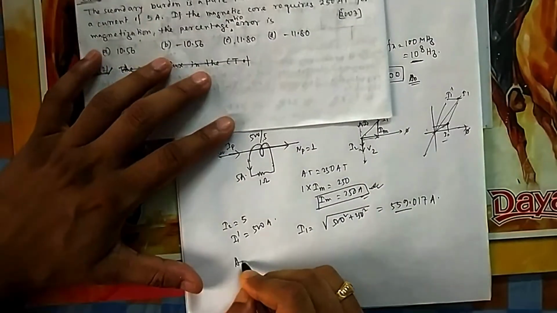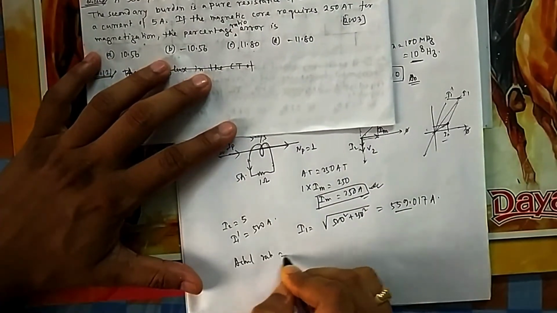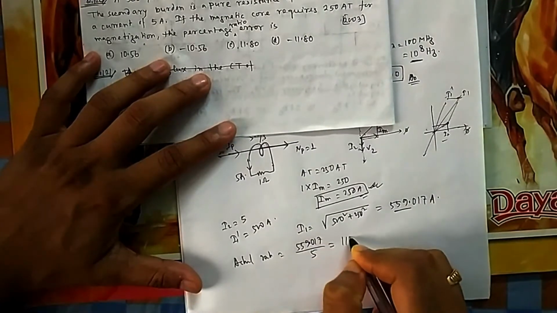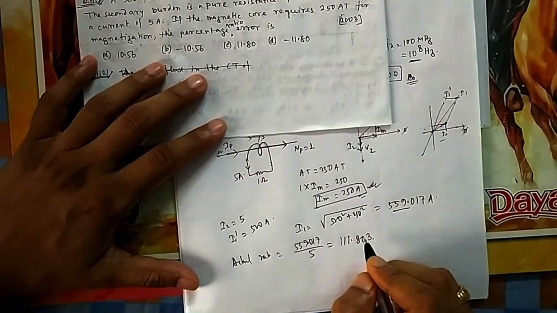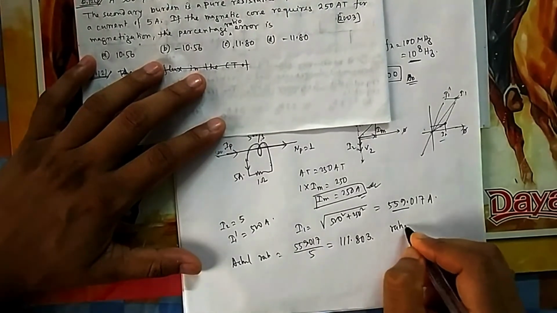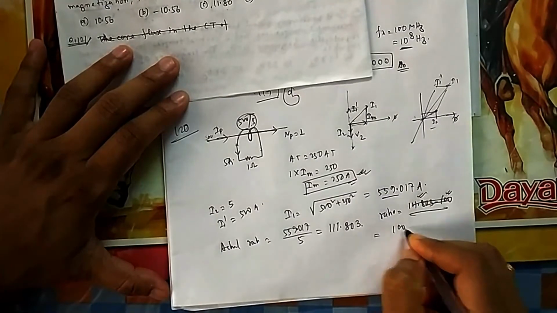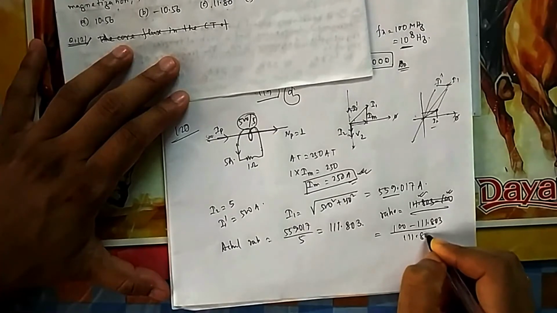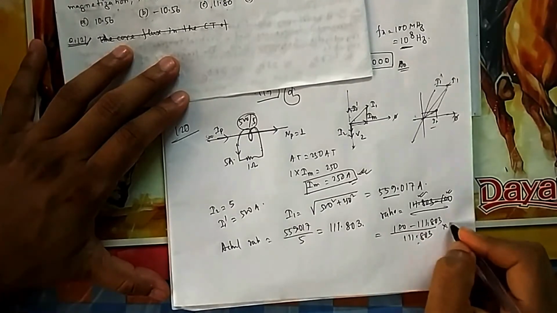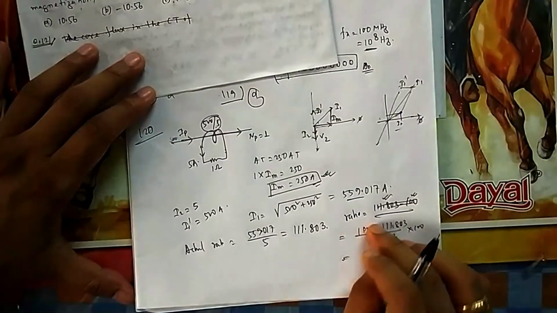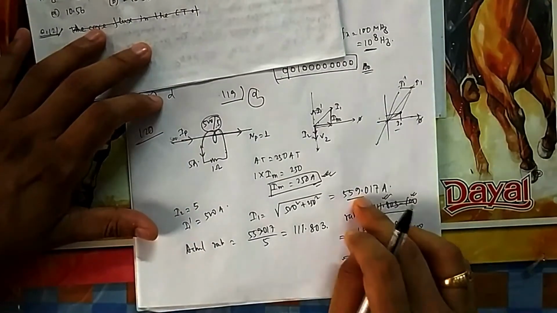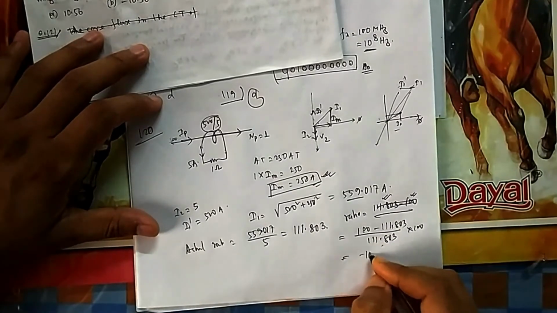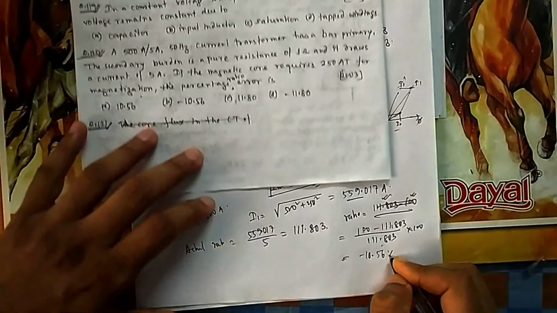So the actual ratio will be 559.017 divided by 5, which is equal to 111.803. So what is your ratio error? You are measuring 100, actual is 111.803, this is actual, sorry. So error is always what you are measuring minus actual, divided by actual. You are considering 100, but actual is 111.803. If you do this, it is minus 10.56%. That is your option B.